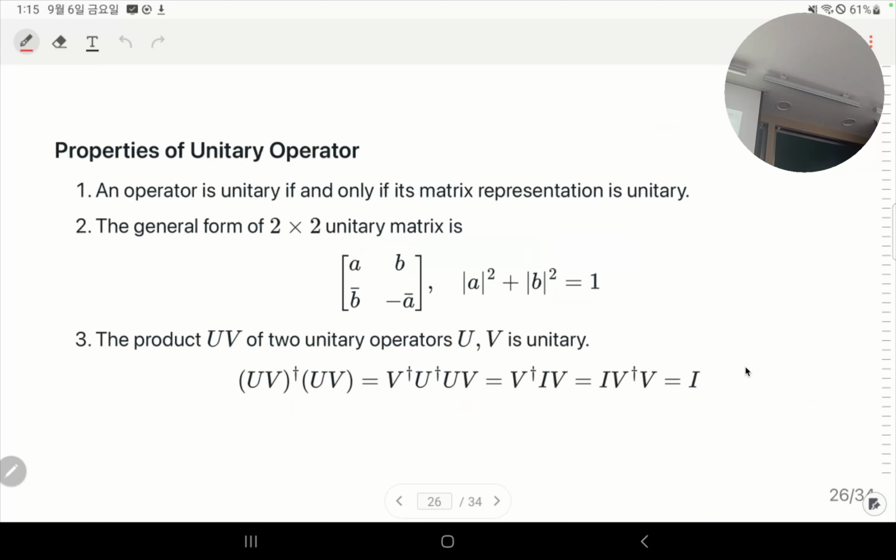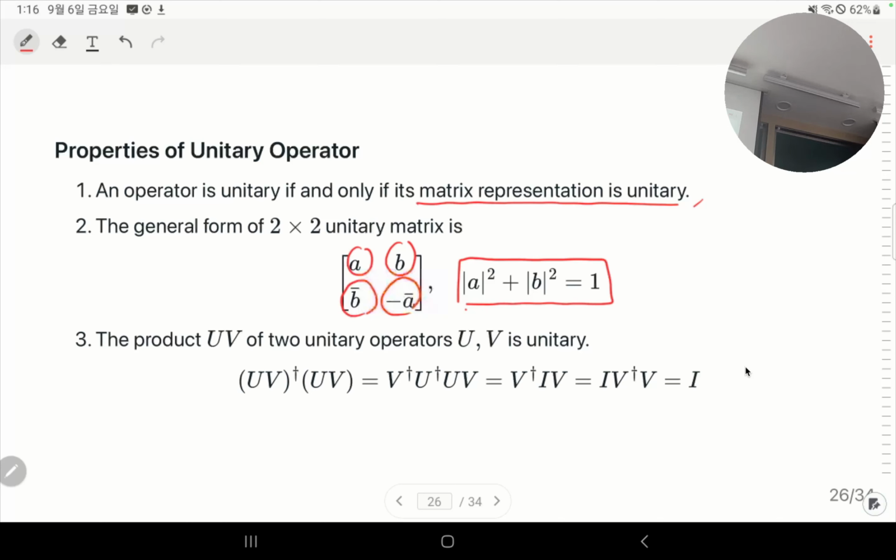Okay, so what is the property of a unitary operator? First, an operator is unitary if and only if its matrix representation is unitary. That's what I just said. The simplest, smallest operator you can get is a 2x2 matrix. It's the operator acting on a one-qubit state. A unitary matrix of 2x2 size is always in this form, where A and B are complex numbers, but not random ones. They have to satisfy this condition, and the rest of the entries are fixed as this one.